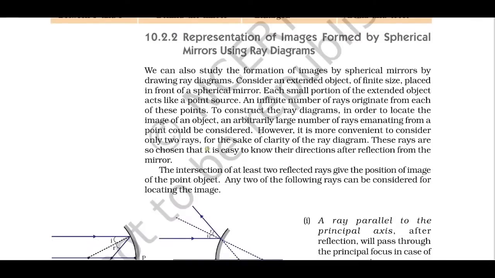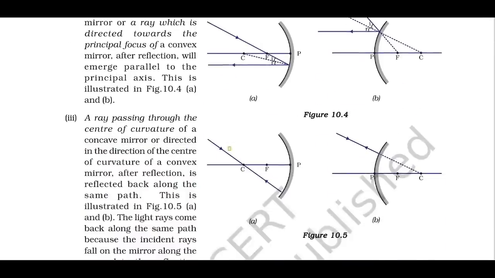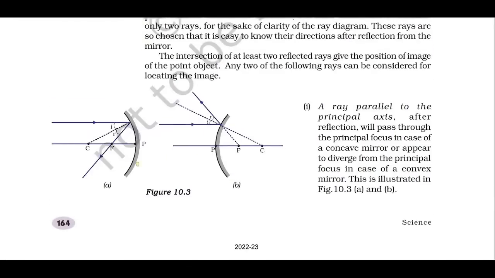If you want to draw a ray diagram of the spherical mirrors, you should understand 4 rules. The first rule is a ray which is parallel to the principal axis, after reflection it passes through the principal focus. It is the same in case of both concave and convex. In case of a convex mirror, it is extended back to meet at F.